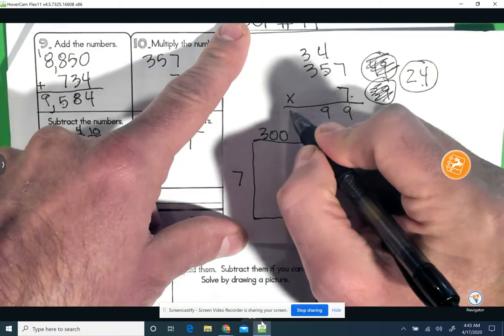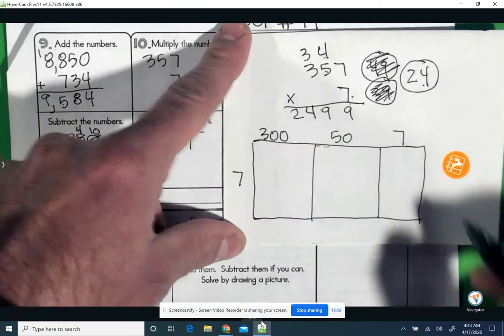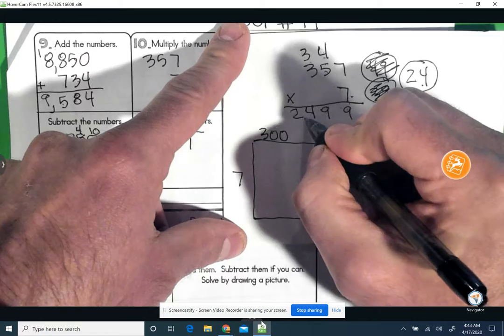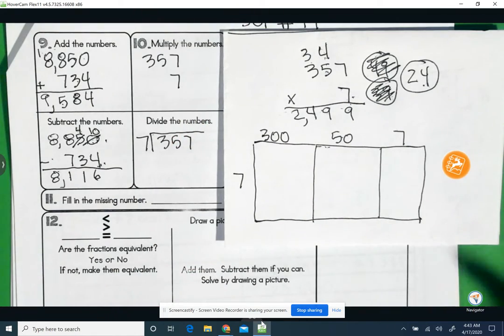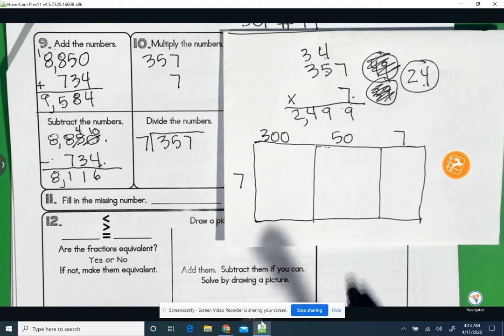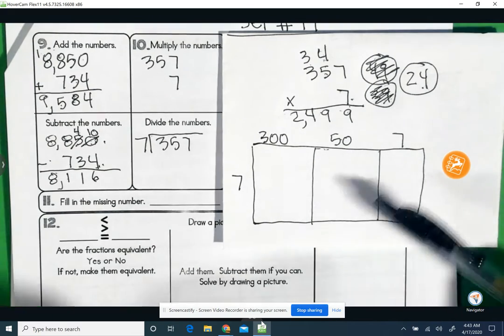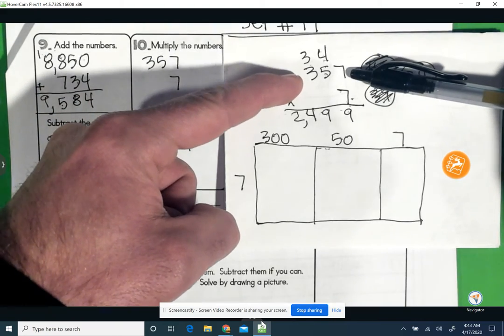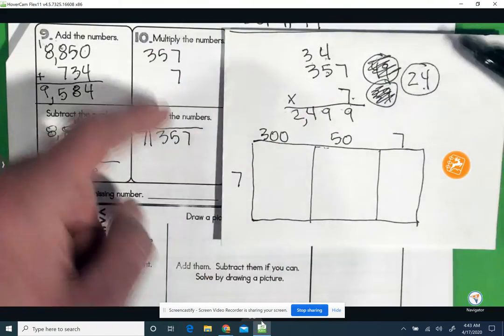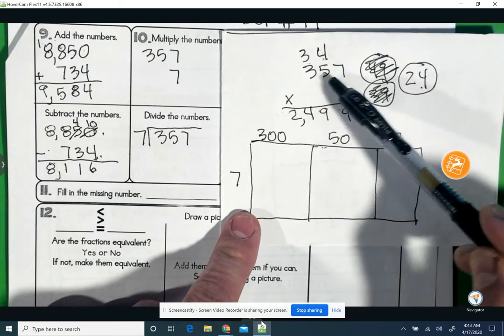So if we put that 24 down, we end up with ones, tens, hundreds, comma, 2,499 as our product. Another way of going about doing this is using your area models. This is where you're going to take your largest factor and you are going to decompose it. You're going to break it apart into the values of each one of those digits.